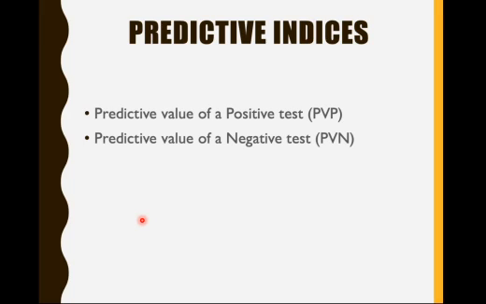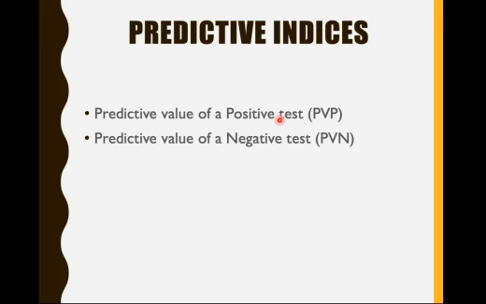Actually, the reason for that, class, is we're talking of predictive indices. When we talk of rule in and rule out, we are talking of predictive indices or predictive values. We have two: the predictive value of a positive test and the predictive value of a negative test. The predictive value of a positive test is more commonly known as the positive predictive value, and the predictive value of a negative test is more commonly known as the negative predictive value.